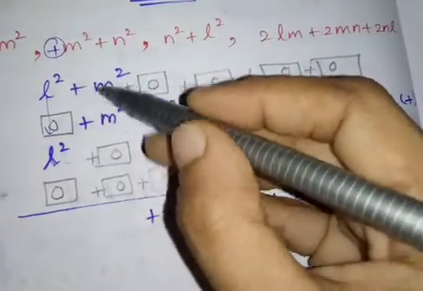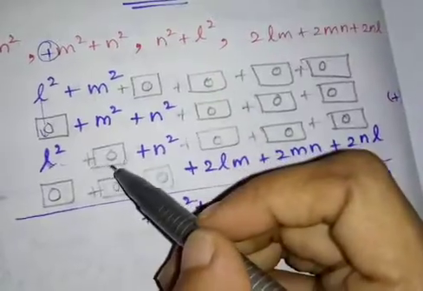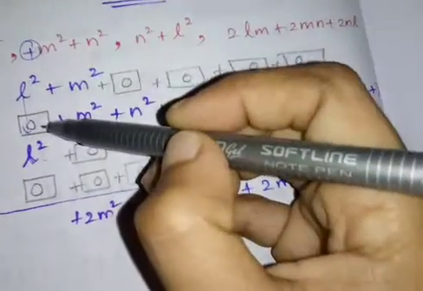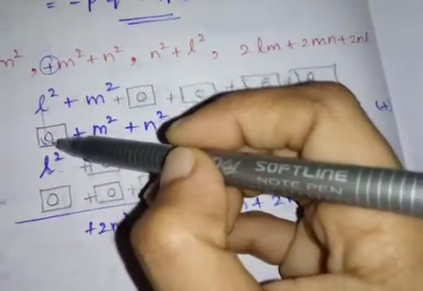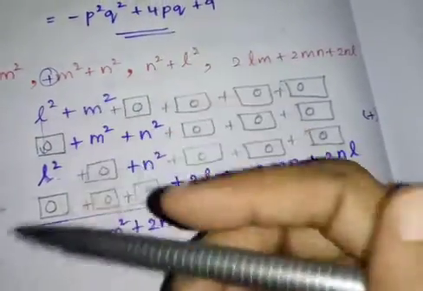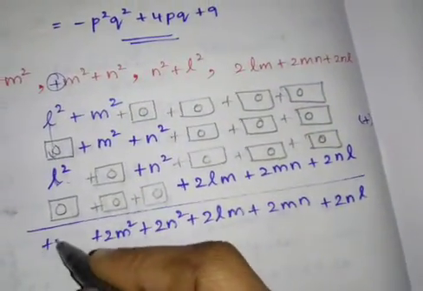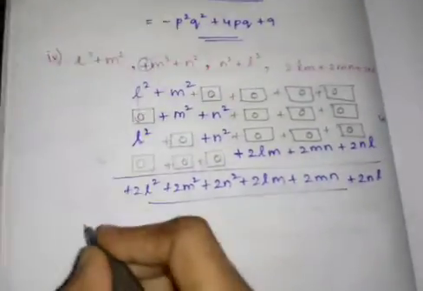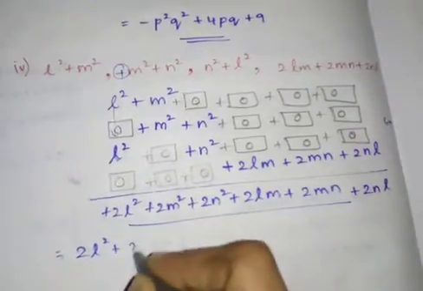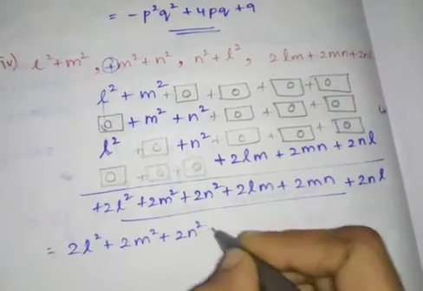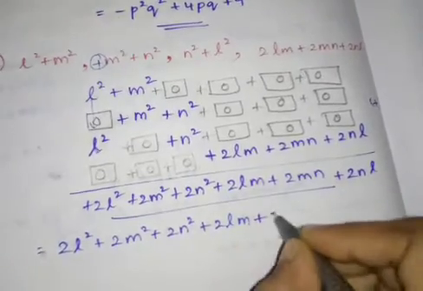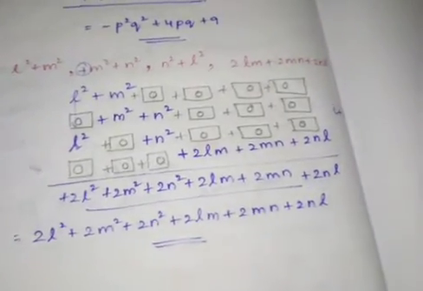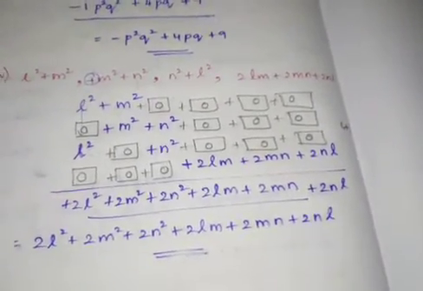Okay. Now, m square plus m square, 2m square. 2m square plus 0 plus 0 plus 2m square. Now l square plus 0 is l square. l square plus l square is 2l square. 2l square plus 0 is plus 2l square. So this is your equation. Okay. So what is your answer, children? 2l square plus 2m square plus 2n square plus 2lm plus 2mn plus 2nl. Okay, this is your final equation. You can either do it by the simplification method, no problem.